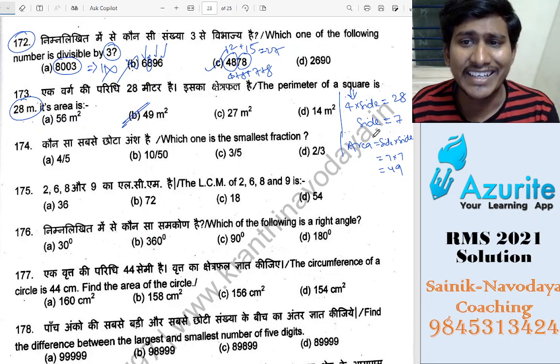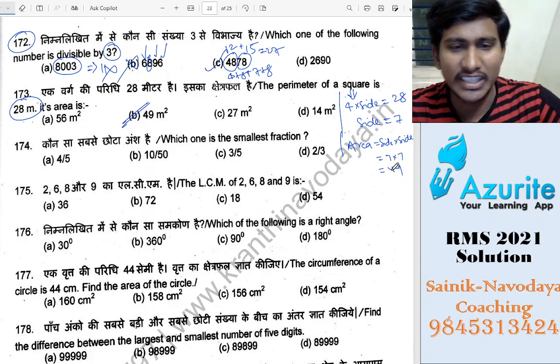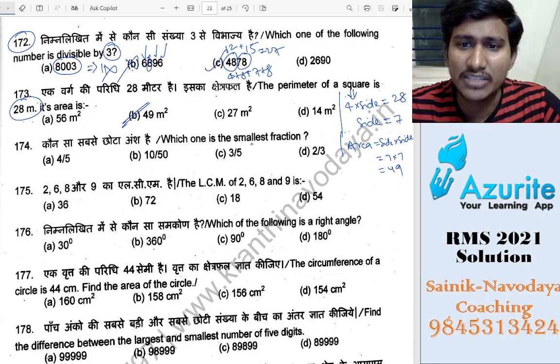So how do we find the area? Area is side into side, that is length into breadth. So 7 sevens are how much? 49. Area is 49. Which is the smallest fraction here?